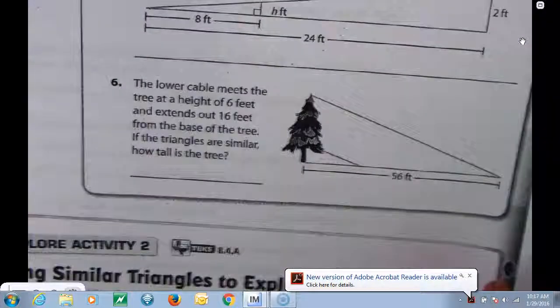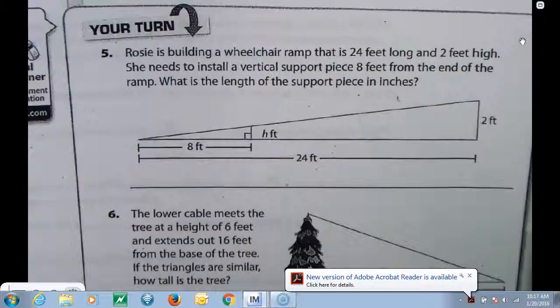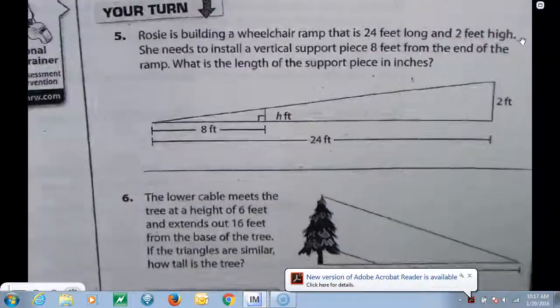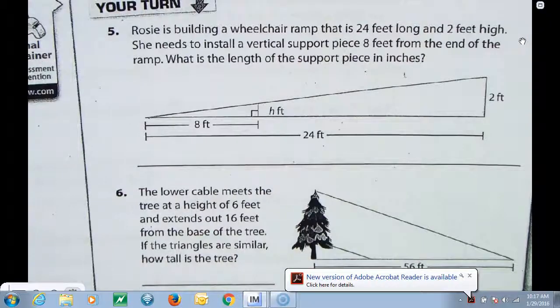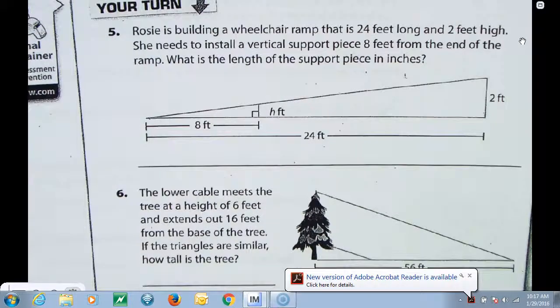Okay, turn the page. Now, Rosie is building a wheelchair ramp. Guys, do you see who might use the proportional stuff? People that build bridges. People that build stairs, ramps.